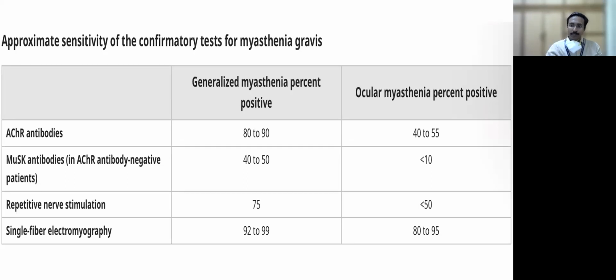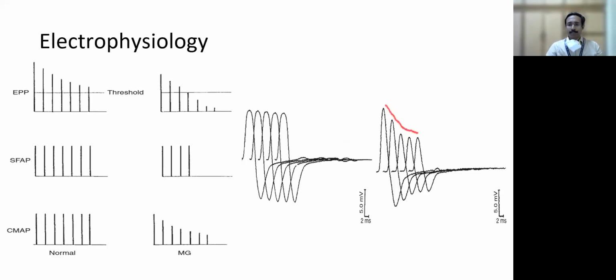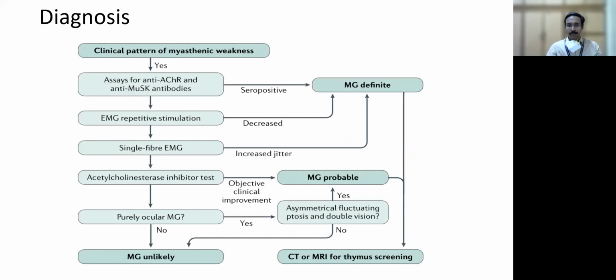But if you want to demonstrate it is truly NMJ, then the gold standard way of demonstrating it is single fiber EMG, which is done in few centers and by few doctors. Here, Dr. Matthew Alexander and Dr. Prabhakar sir do single fiber EMG and they are able to demonstrate blocking and jitter in the neuromuscular junction. So coming to the electrophysiology, I like to spend a few moments here.